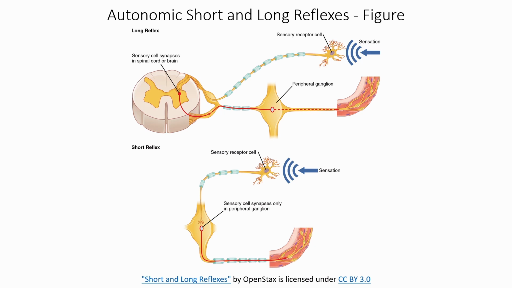But this is what those would look like. And so here's the long reflex. This is what we've pretty much been talking about when it comes to reflexes, like the withdrawal reflex. We saw this pathway where we receive a sensation, we take it to the spinal cord to process, and send it back out. Bam, done. Short reflex though, no spinal cord involved. Sensory receptor cell, right to the peripheral ganglion, and then right back out to cause some sort of effect.